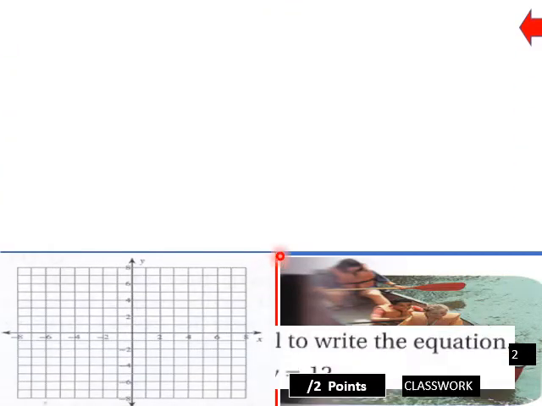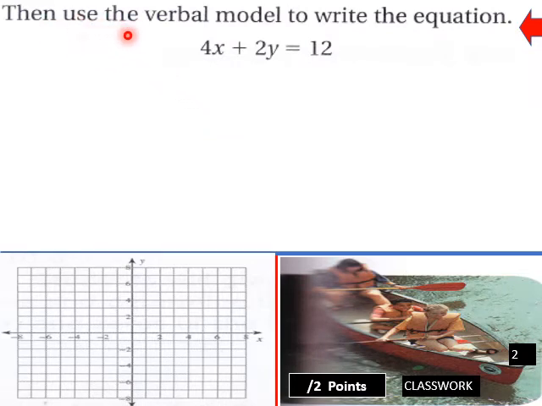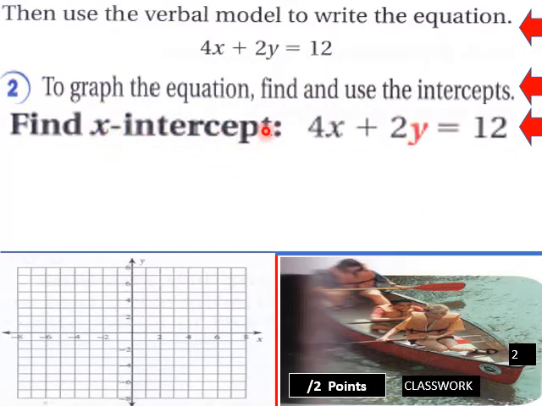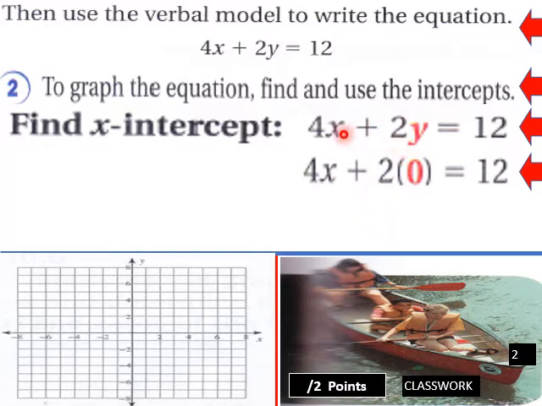Okay, so to find our equation, use the verbal model to write the equation. We know we have 4x plus 2y equals 12. Our total mileage is 12. To graph the equation, find and use the intercepts. First, find the x-intercept. To find our x-intercept, our key variable in this situation will be y. So 4x plus 2 times 0, when y equals 0. So when y equals 0, 4x equals 12, and then x will equal 3.